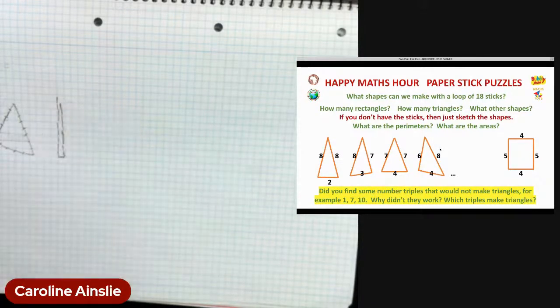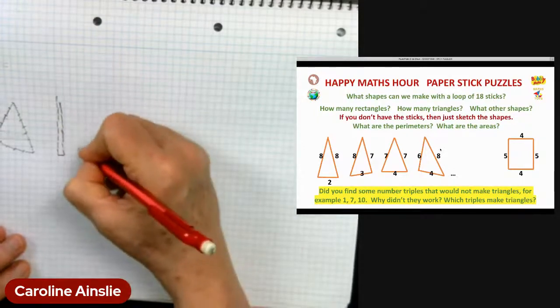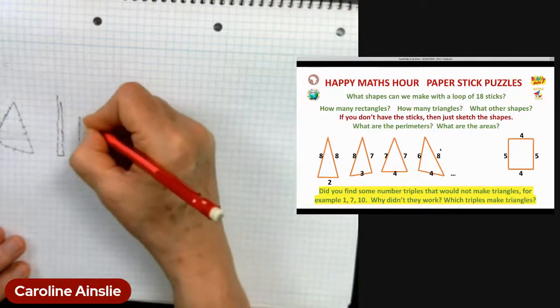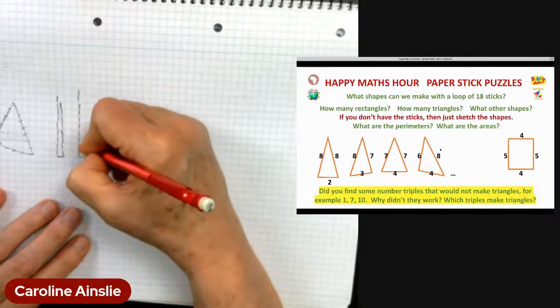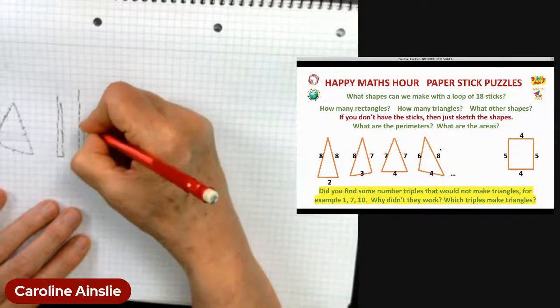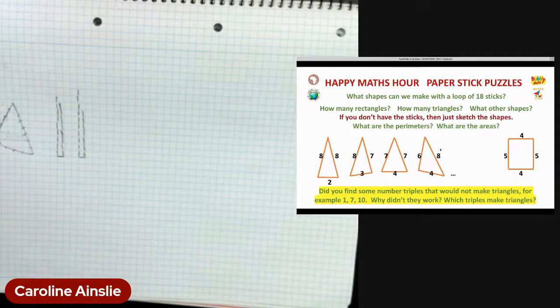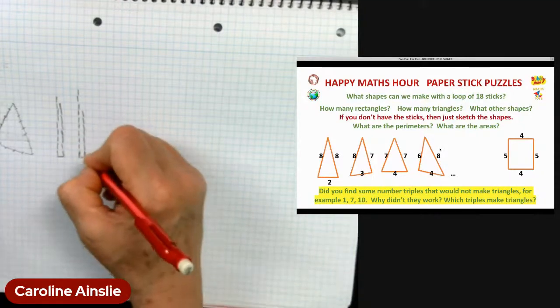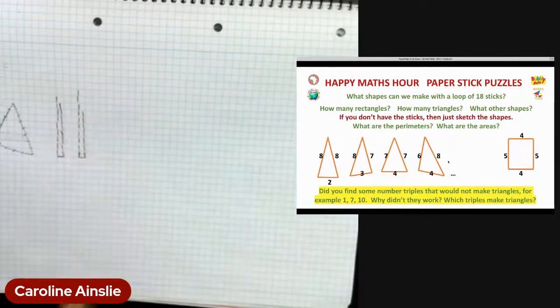They don't join. What about 1, 7, and 10? That adds up to 18. Let's see. 1, 2, 3, 4, 5, 6, 7, 8, 9, 10. And now 7. 1, 2, 3, 4, 5, 6. Oh, that's even worse. But Caroline, you've got right angles there, and you don't need to have right angles. Well, yeah, I know, but you still can't do it. It won't reach. Even if I've got the angles exactly right, it won't reach because I'm 3 lengths short.